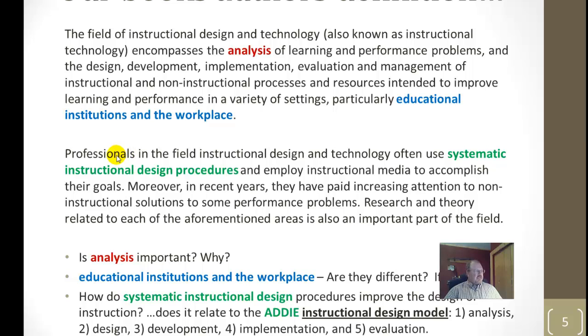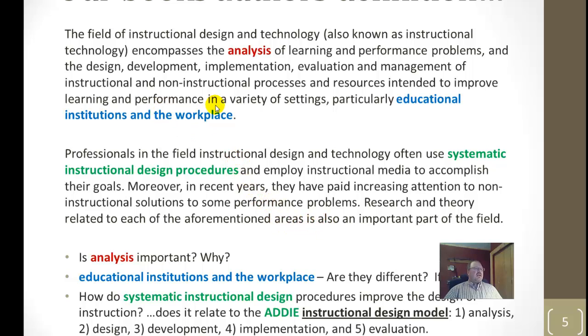The second part: professionals in the field of instructional design and technology often use systematic instructional design procedures and employ instructional media to accomplish their goals. Moreover, in recent years, they have paid increasing attention to non-instructional solutions to some performance problems. Research and theory related to each of these aforementioned areas is also an important part of the field.